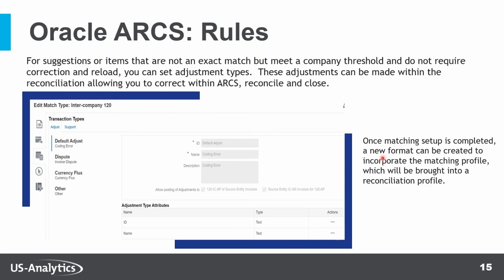So, once the matching is set up, a new format can be created to incorporate this whole matching profile that we've been going through into a reconciliation profile. So in this case, we're going to apply all these settings that we've just created for our transaction matching for intercompany. We can now apply that to any intercompany profile and require that to be the format, and the thresholds and all of that can be consistent across all of your reconciliations.